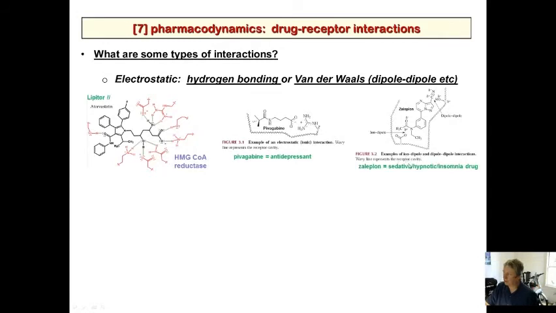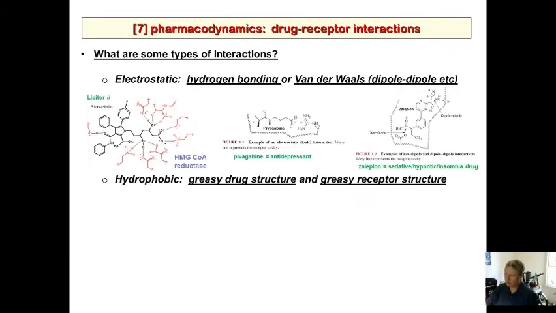Okay, so these were examples of electrostatic hydrogen bonding type interactions, ionic interactions, and maybe dipole-ion or ion-dipole. These are all a little bit different, right? But they're all ways that drugs interact with their receptors.